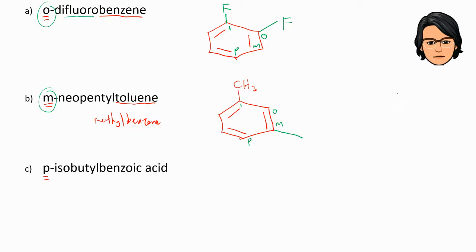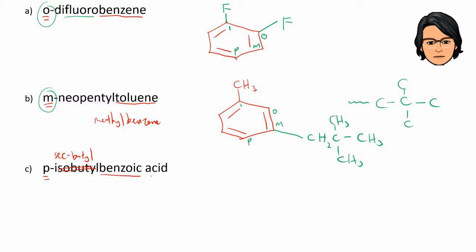Neopentyl. Neopentyl means there must be 5 carbon. Make it like a compact size. So this one will be our neopentyl. So 1, 2, 3, 4. Then remember your hydrogen. Okay, done. Since just now we already have isobutyl, I'll change to sec-butyl.